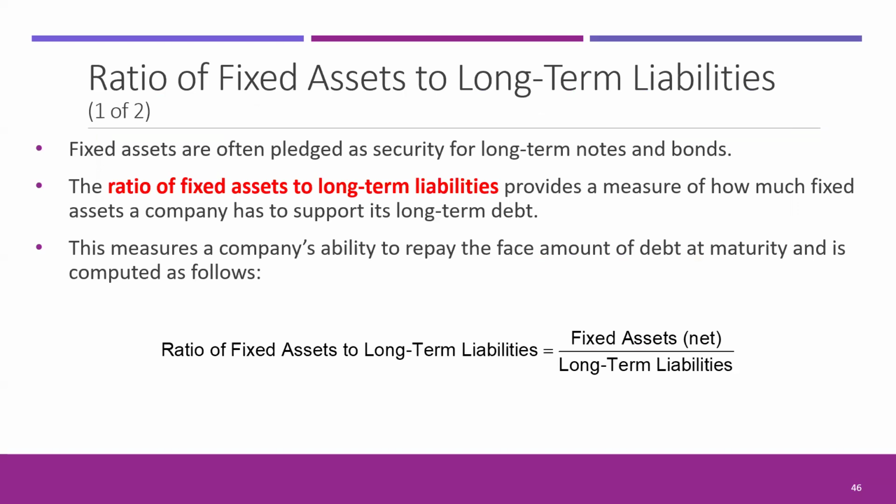Fixed assets are often pledged as security for long-term notes and bonds, particularly in a real estate investment trust or other companies that have large mortgages to purchase big fixed assets. Airlines also, a lot of times the airplanes or the gates are pledged as collateral for the loans. And they provide a measure of how much fixed assets a company has to support long-term debt.